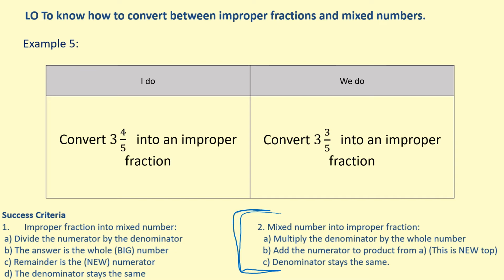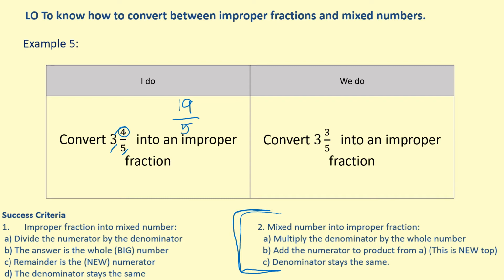Multiply the denominator by the whole number. This is my denominator, this is my whole number. 3 times 5, 15. Add to the numerator the product from A. So that my 15 I add to the numerator. 15 plus 4 is 19. Denominator stays the same. And that's it.